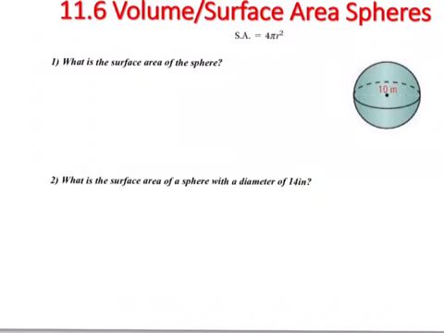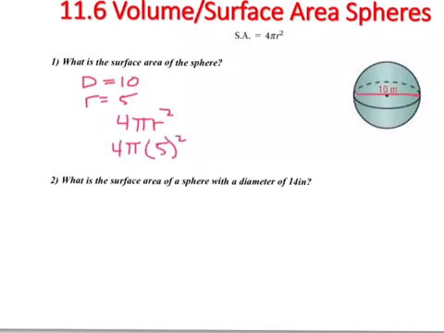Okay, so what's the surface area of the sphere in this picture if 10 meters is that whole diameter? So if 10 is the diameter, then the radius is 5. So we can calculate the surface area by plugging it into 4 pi r squared. So plugging it in, 4 pi times 5 squared. 5 squared is 25 times 4 is 100, so the answer is 100 pi. And that represents the surface area, so the units on that would be square meters.